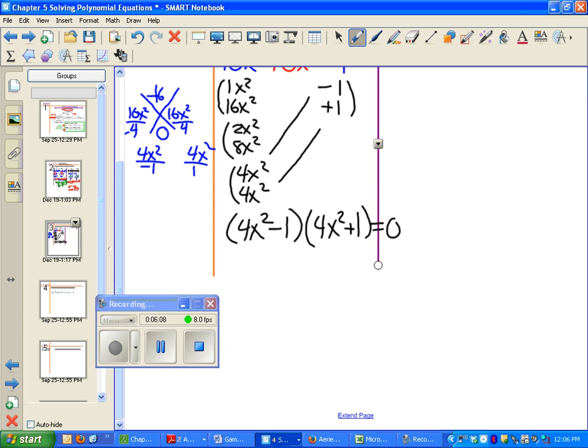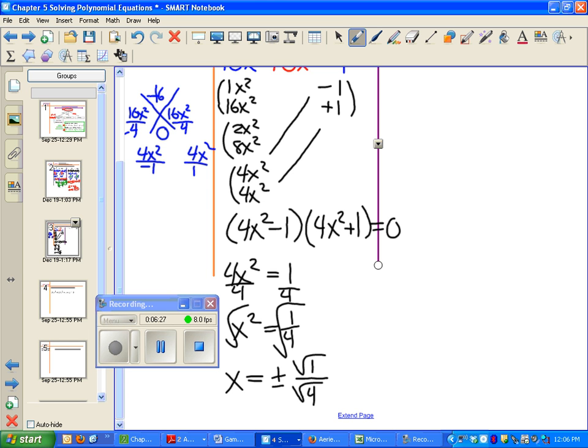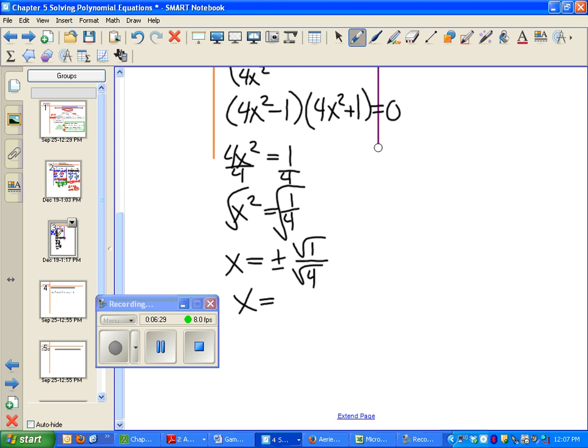So when I solve it, I have 4x squared is equal to 1. So I divide both sides by 4. x squared equals 1/4. And then I'm going to square root both sides. So I have x equals, and then I can split up the square root. So it's the square root of 1 over the square root of 4. So x is going to be equal to plus or minus 1/2. Right, so those are real solutions.